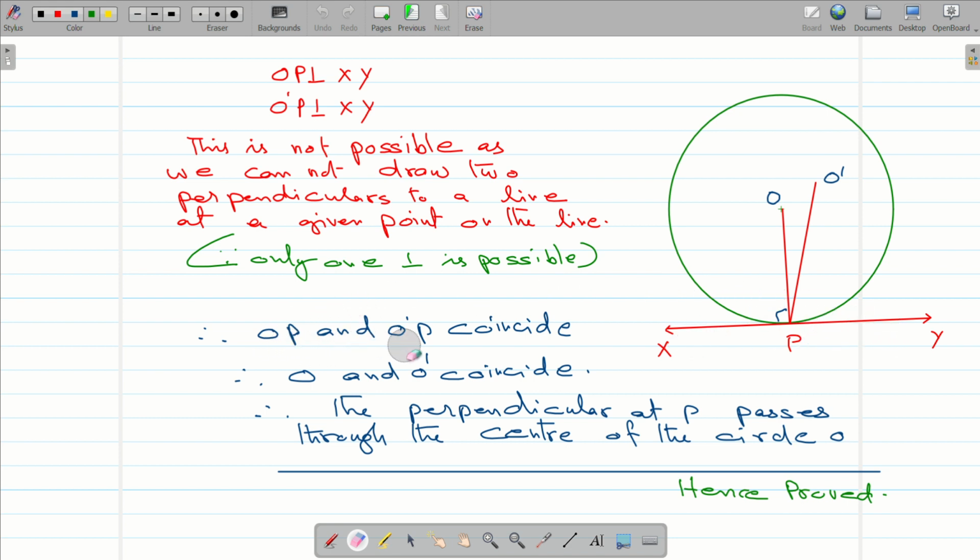Therefore, OP and O dash P coincide. So O and O dash coincide. O is the center of the circle and O dash is the point through which the perpendicular at P passes. So O and O dash coincide, they become one. The perpendicular at P passes through the center of the circle O. Hence proved.